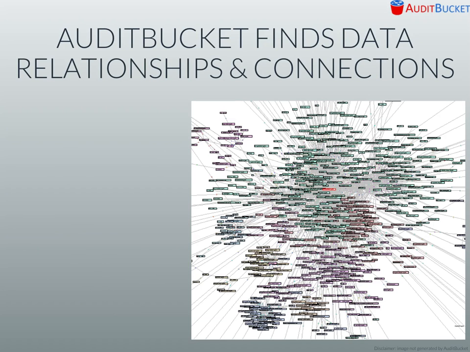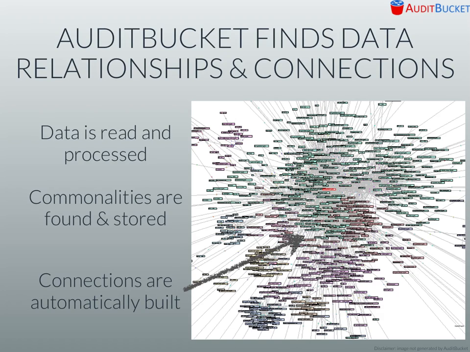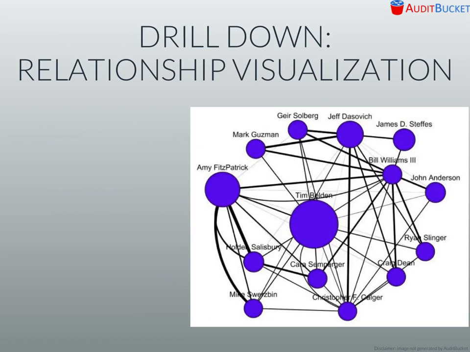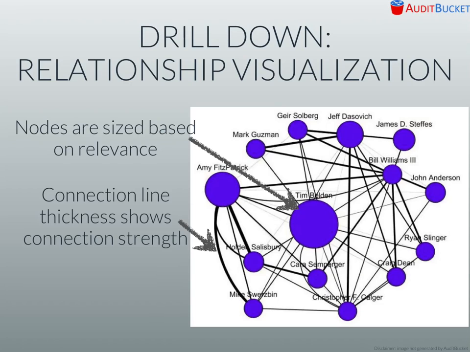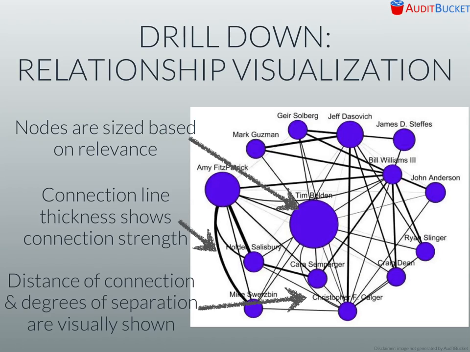We can also look at the relationships and connections between the data. Now, this graphic is a little bit of a mess, but the idea is to show you that each of these nodes has connections between them, these lines that connect the dots here. They're automatically built based on factors found in the database. So the data is read and processed by AuditBucket Engine. These commonalities are found and stored in the graph database structure of it. And when we drill down and visualize, let's say, a smaller cluster of nodes, we can see that nodes are sized based on their relevance within the data set. The connection lines have a thickness that indicates the strength of the connection between any 2 nodes, and the distance and the degrees of separation are self-evident.